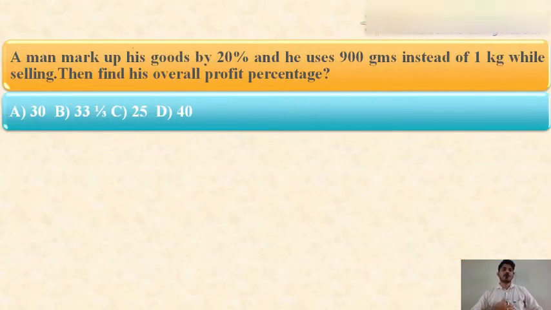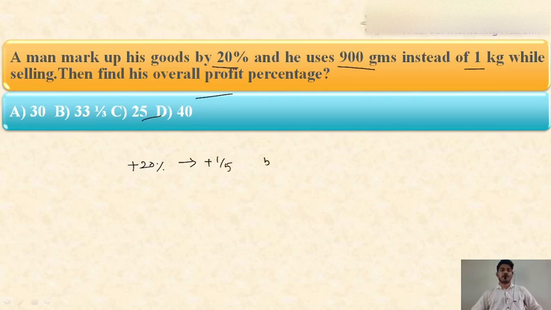Here is the first question. A man marks up his goods by 20 percentage and uses 900 grams instead of 1 kg while selling. Find the overall profit percentage. So what the shopkeeper is doing is marking up the price by 20 percentage. This 20 percentage in fraction form can be written as plus 1 by 5. So initially it was 5 parts, later it was sold for 6 parts here.